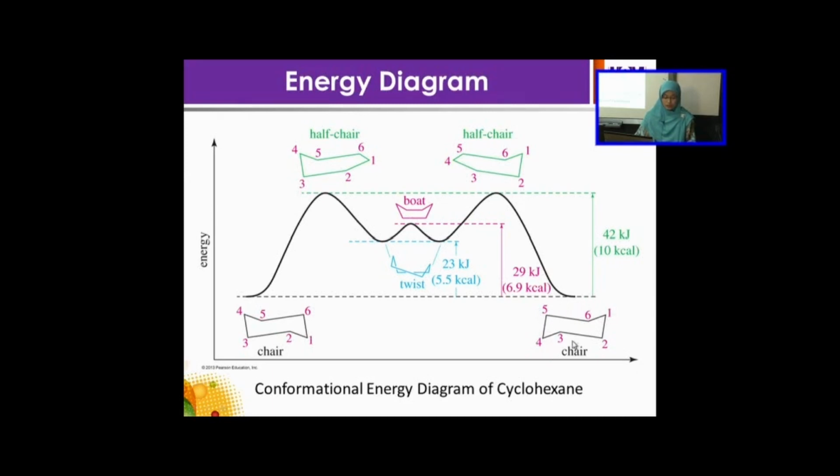The chair conformation here is the most stable conformation compared to the others, followed by twist, boat, and half chair. So the half chair has the highest energy and is the least stable conformation.